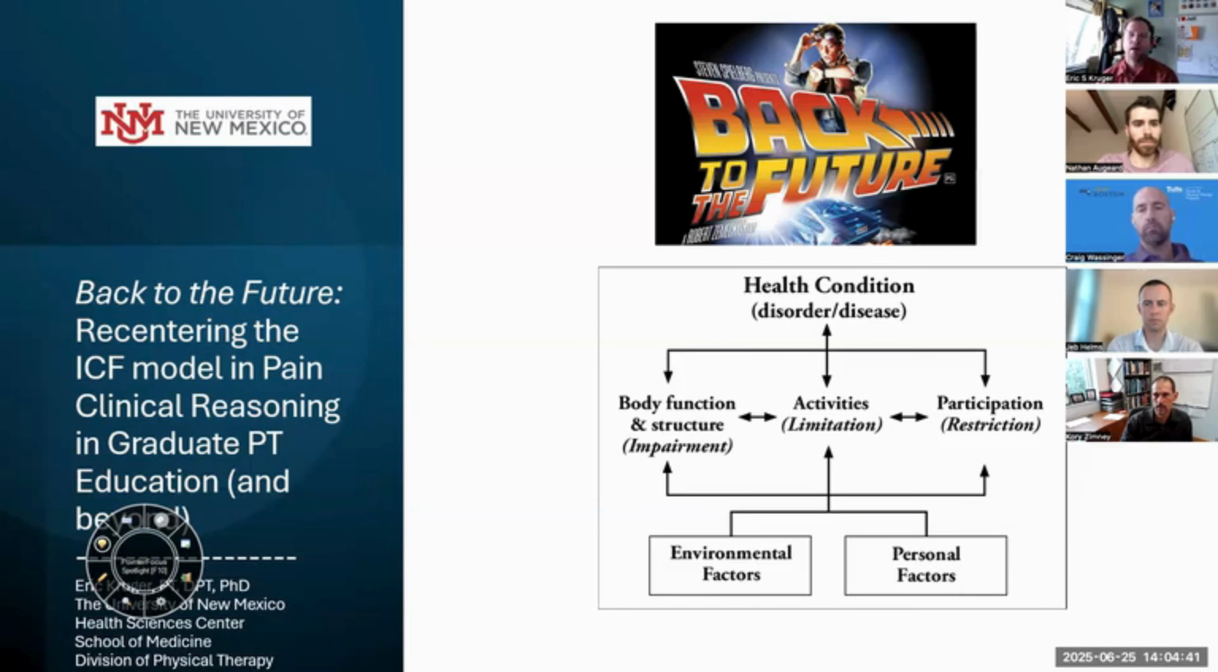And so I'll talk more about this, but really that's this back to the future theme: a return to that time period and thinking about how we apply pain and the ICF model, and why this is important with our physical therapy students.